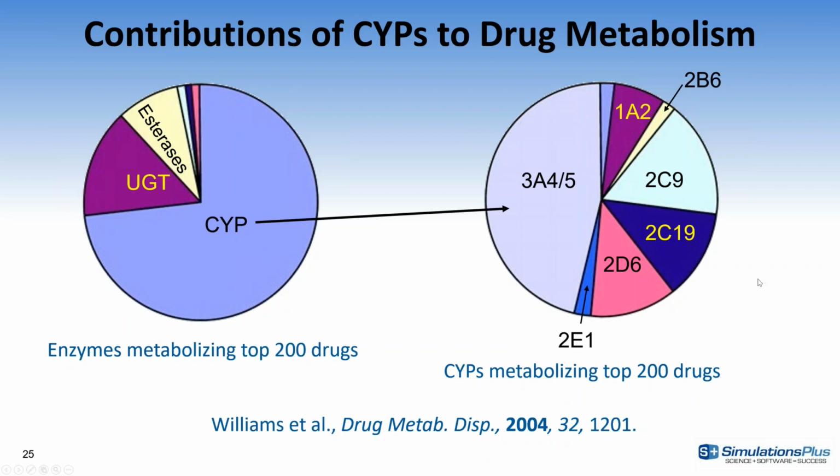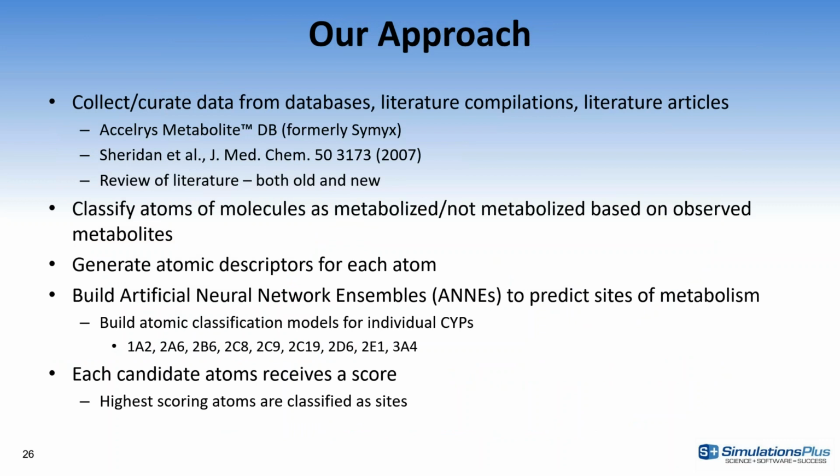So what we wanted to do was predict sites of metabolism on these molecules, and that's what's illustrated in this slide. The first step was to collect and curate data from various databases, literature compilations, and literature articles. We purchased what was called the Accelrys Metabolite Database at the time, formerly the Symyx database. It's now been bought by BIOVIA, which owns this database. That was the starting point. We also used data from Sheridan's J Med Chem article in 2007. This database was a compilation of literature parents and metabolites. They also listed the CYPs that could contribute to that.